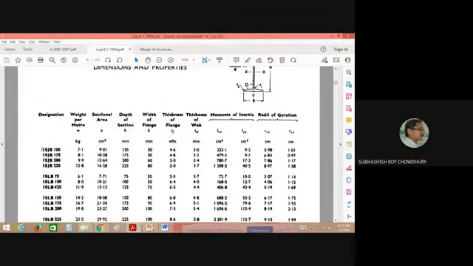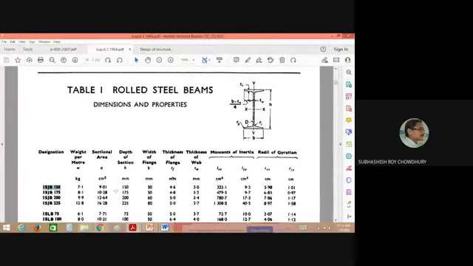For any cross-section, for example the ISJB 150, these are the cross-sectional properties. Depth of section H means this one. I am showing this for this particular section. Width of the flange means this B. This B is called the width of the flange. So the width of the flange B is 50 millimeters.